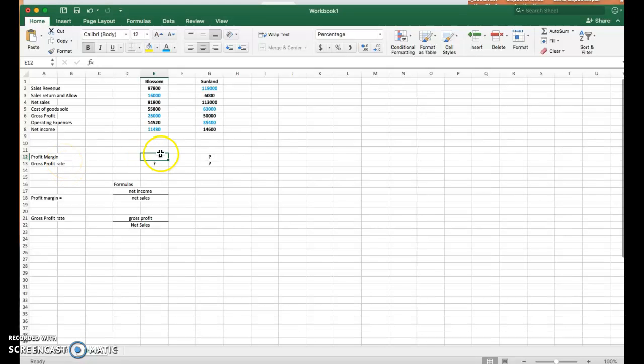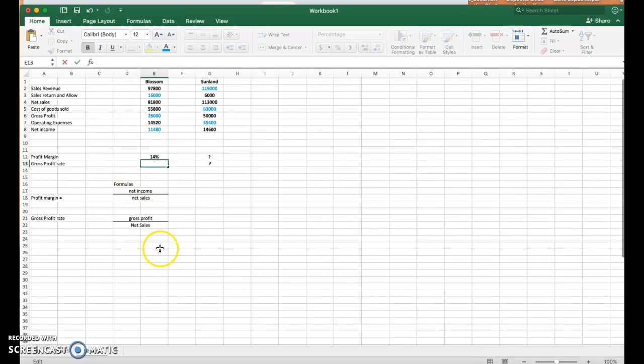Okay. And now we need to find our gross profit rate and our profit margin rate. And so I put the formulas right here to make it easier. So we're going to take our net income and we're going to divide it by our net sales. And I already had clicked percent on there, so it knew to turn into percent. If you don't put percent, it's going to be a decimal.